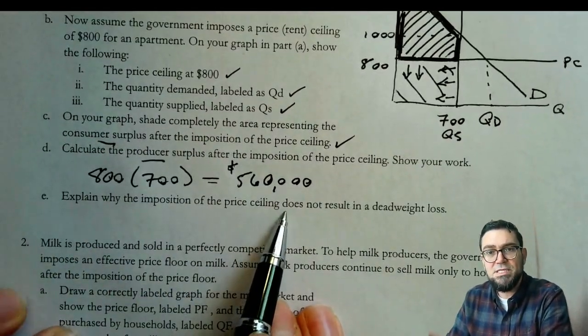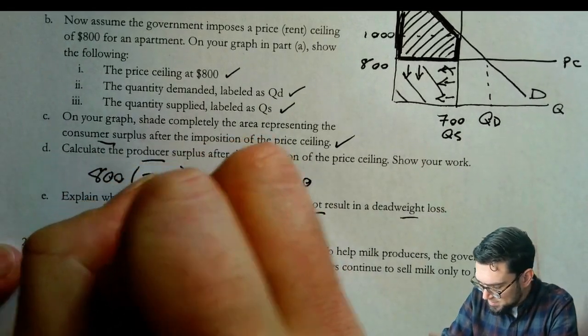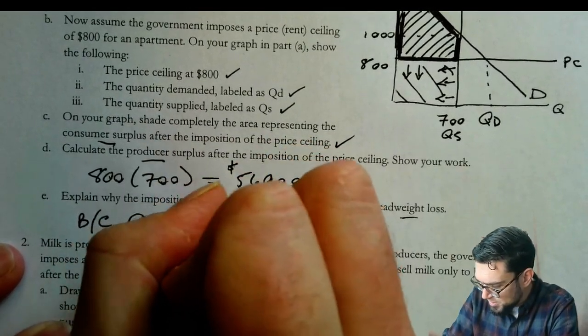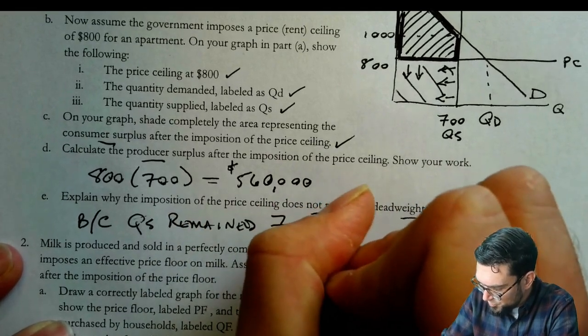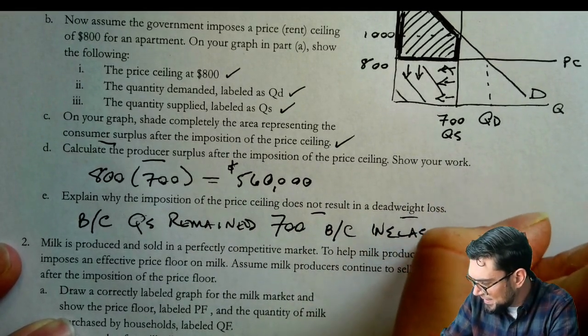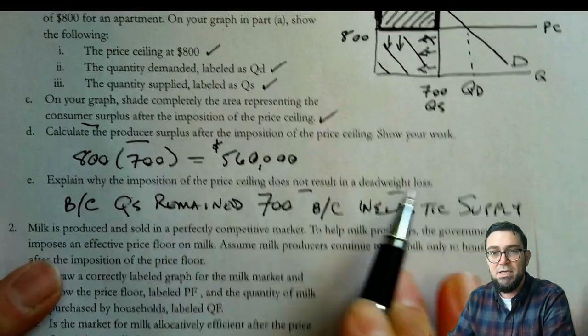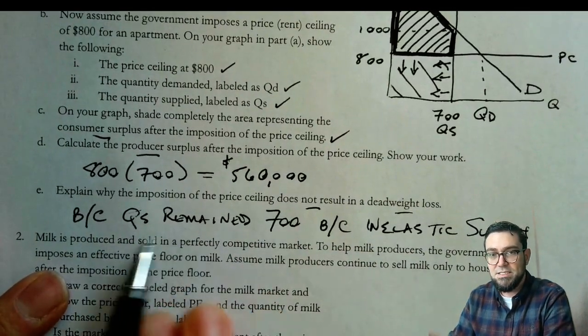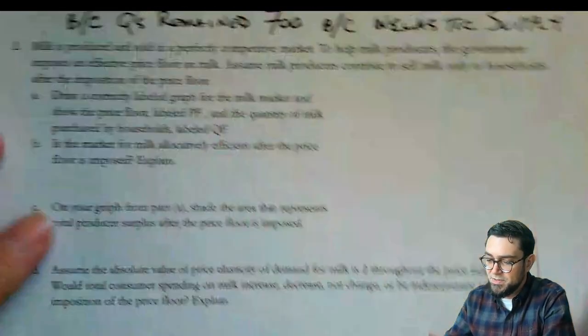Explain why the imposition of the price ceiling does not result in deadweight loss. Well, it's because the quantity supplied remained 700 because of inelastic supply. And what we've really said here is that we didn't reduce the quantity of transactions at all, and so the quantity supplied remained what it was, right? Same number of transactions.